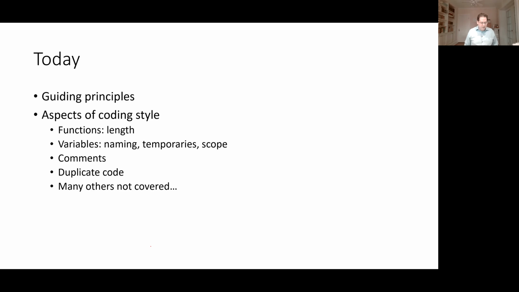So today we're going to talk about some principles of code style. There are a few overall principles to keep in mind, and then some basic rules. How long should your functions be? How should you name your variables, and what should their lifetime be? So how much of your program should they exist for? How do you comment and duplicate code?